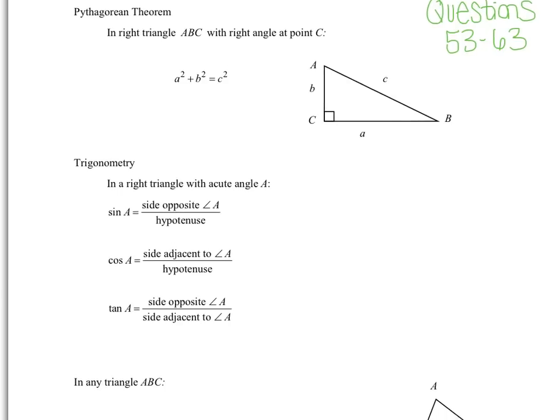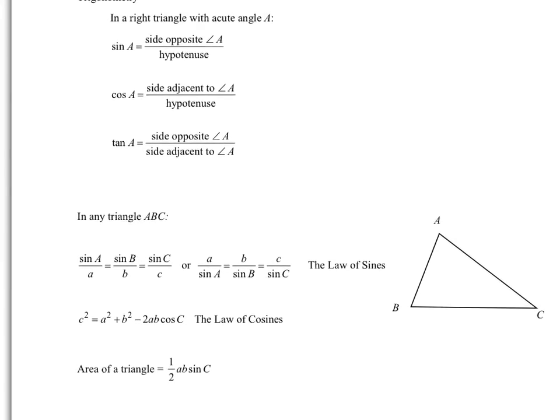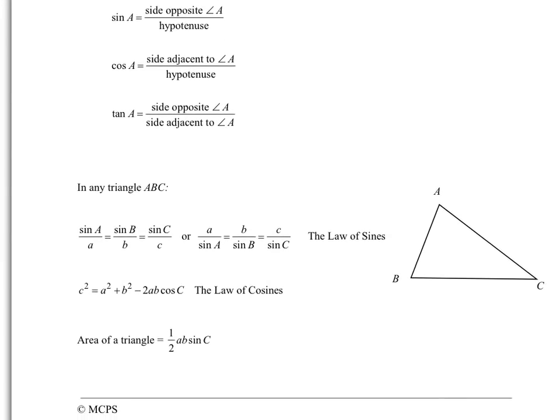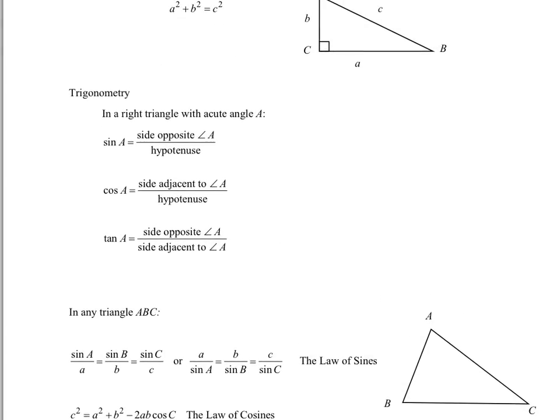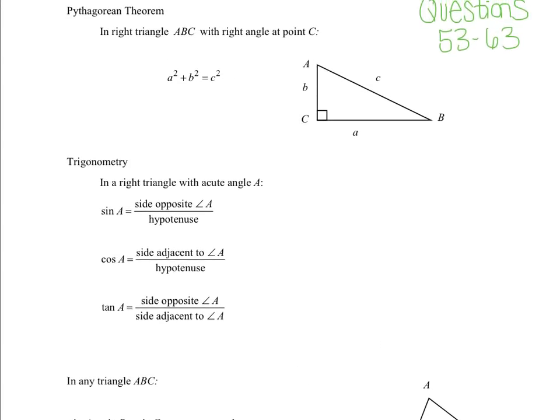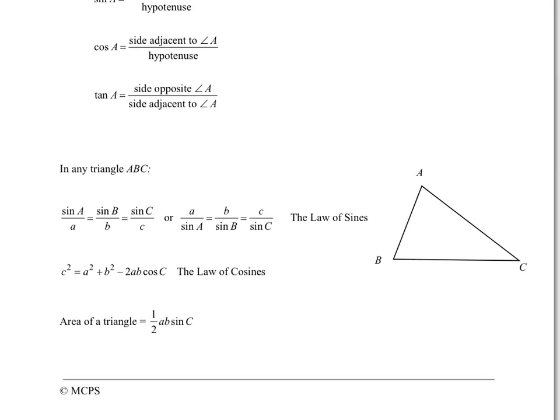So remember, these are the resources that you will be given on the exam. We've got our trig, sine, cosine, tangent. We've got our Pythagorean's theorem. And we've got our law of sines, law of cosines, and an area of a triangle. So these are things that you do not need to memorize for the exam.